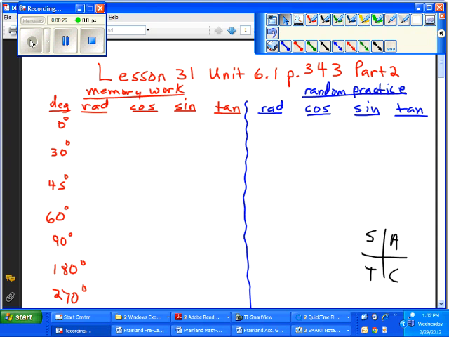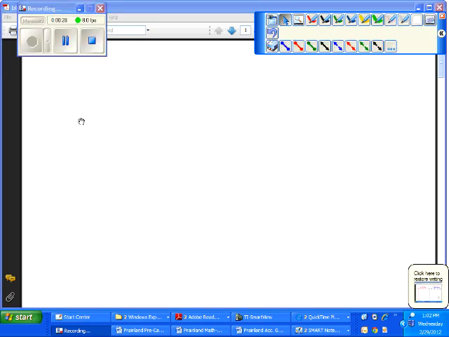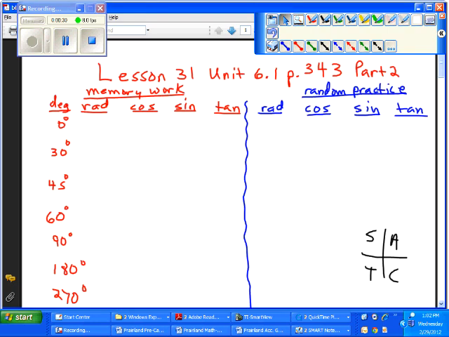First of all, 0 degrees is 0 radians. That's going to be kind of obvious.